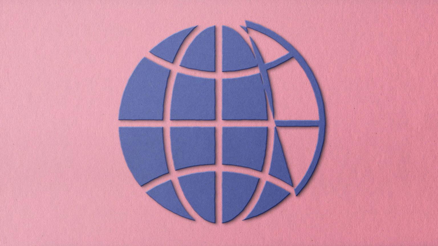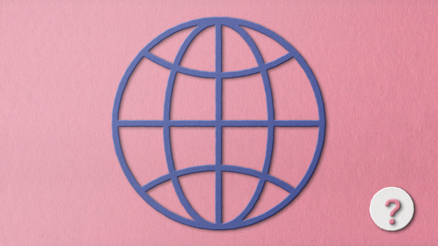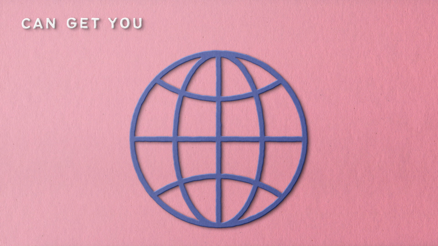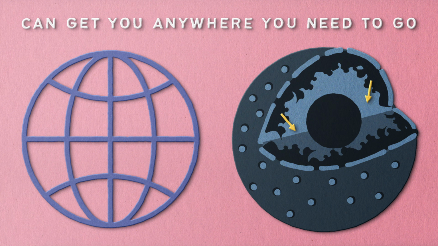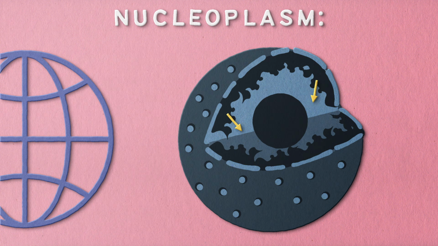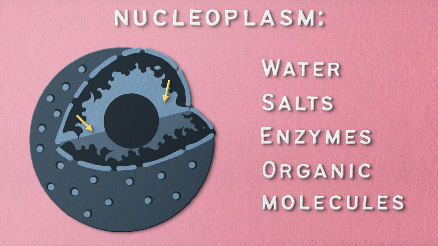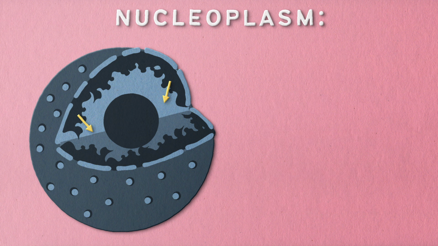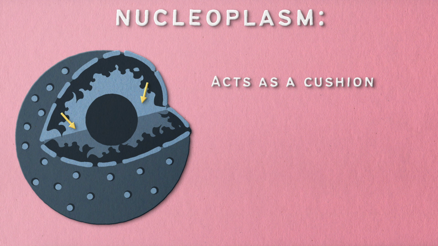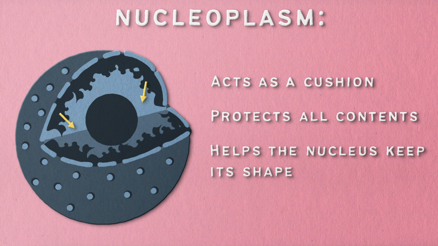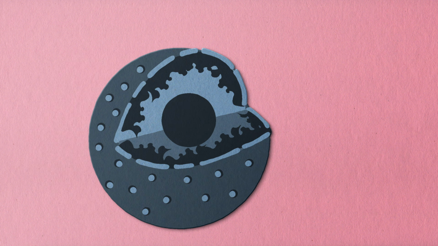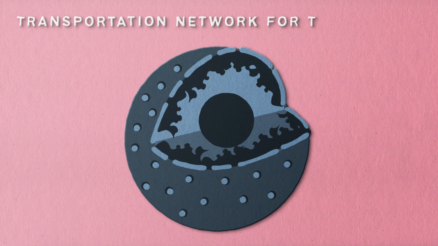Next up, let's talk internet. The guy behind the computer can't function without internet, right? That magical hidden network that can get you anywhere you need to go, much like the nucleoplasm of the nucleus. The nucleoplasm, composed of water, salts, enzymes, and other organic molecules, helps the nucleus in a number of ways. First, it acts as a cushion for the nucleus, protecting all of the contents within the organelle, and also helps the nucleus keep its shape. But more importantly, the nucleoplasm acts as a transportation network for the nucleus, much like the internet of the cell.